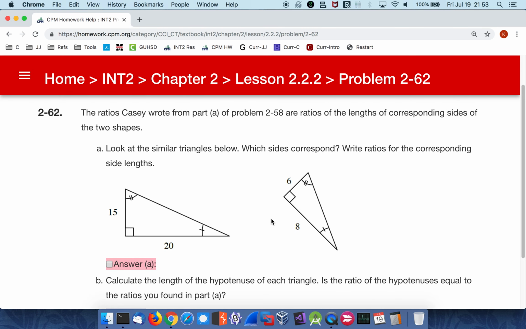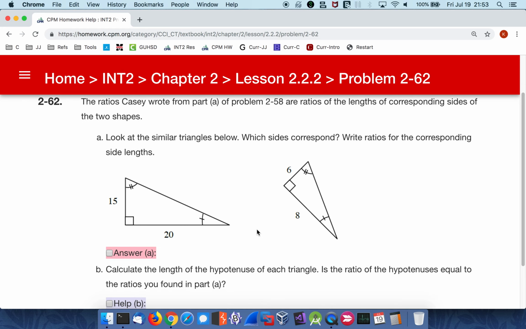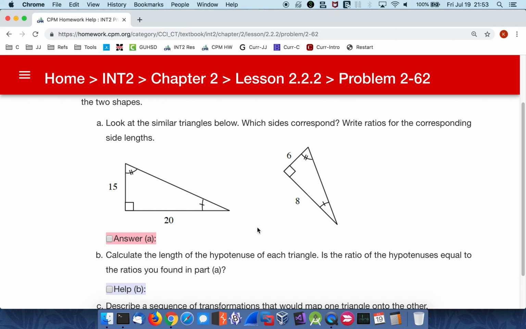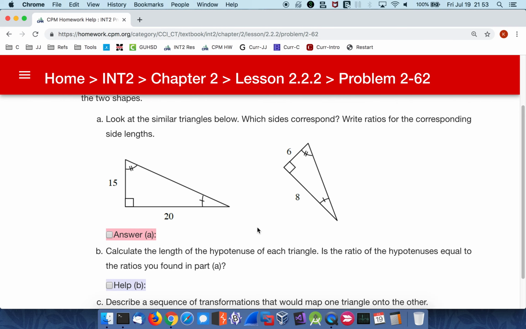The ratios Casey wrote from part A of problem 258 are ratios of the lengths of corresponding sides of the two shapes. Look at the similar triangles below. Which sides correspond? Write ratios for the corresponding side lengths. Calculate the length of the hypotenuse of each triangle. Is the ratio of the hypotenuses equal? Oh, okay. Yeah, so this is kind of cool.